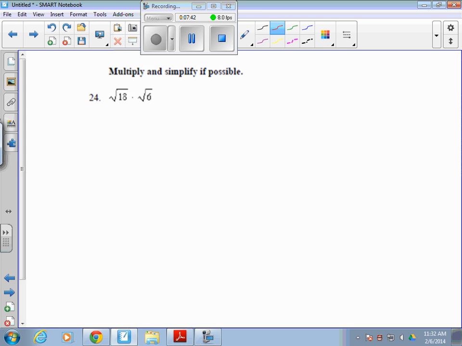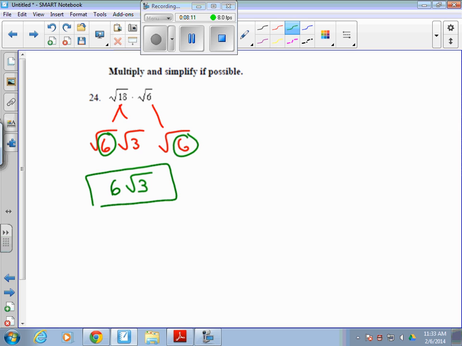Number 24 says multiply and simplify if possible. We can multiply 18 times 6 and get a big number, or we can realize that 6 is a factor of 18, and we could separate 18 into 6 times 3 and bring our other one down, square root of 6. Anytime you multiply the same radical by itself, you can pull it out and just call it the radicand 6 without the radical symbol times the square root of 3. Could have also multiplied the square root of 6 times the square root of 6 and gotten the square root of 36 and then simplified that to 6 the same way.